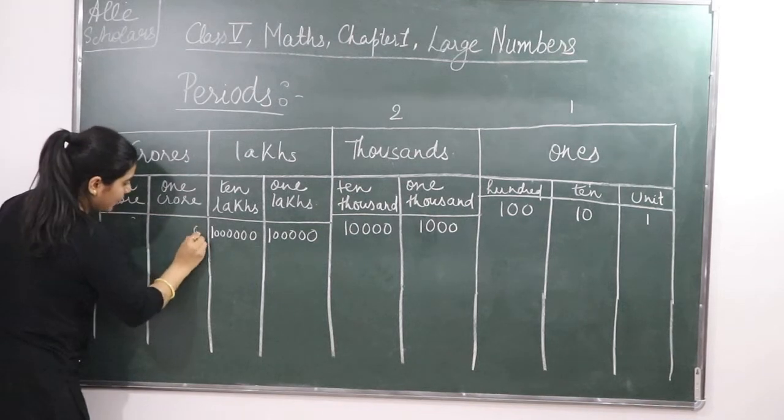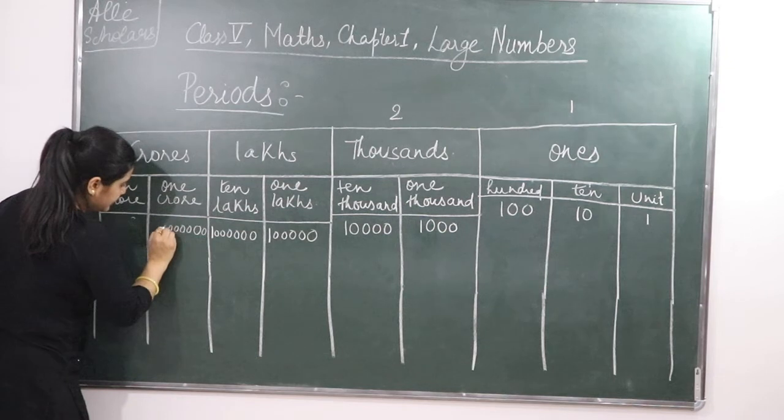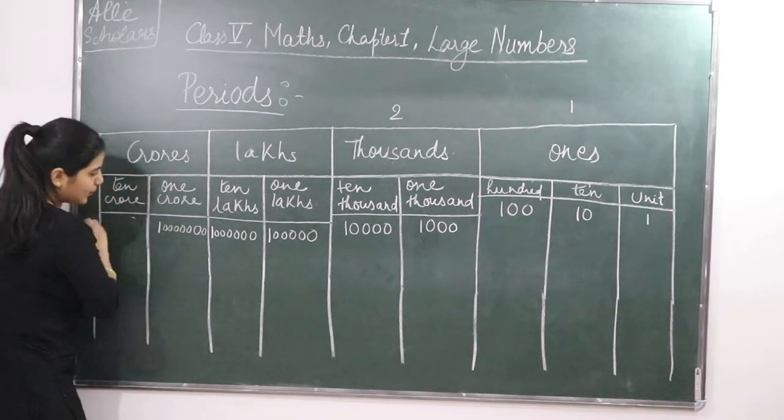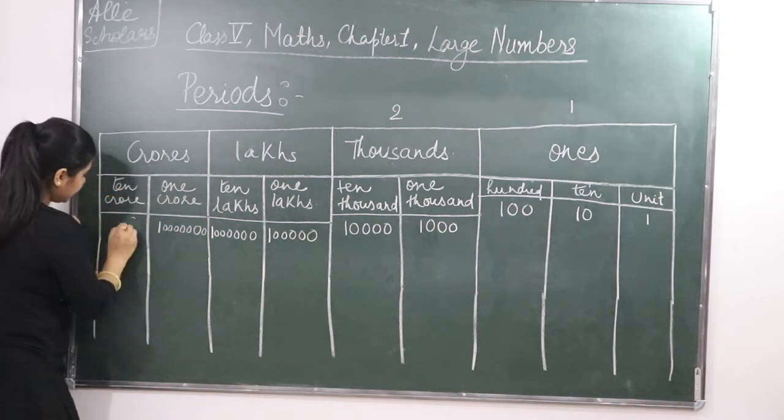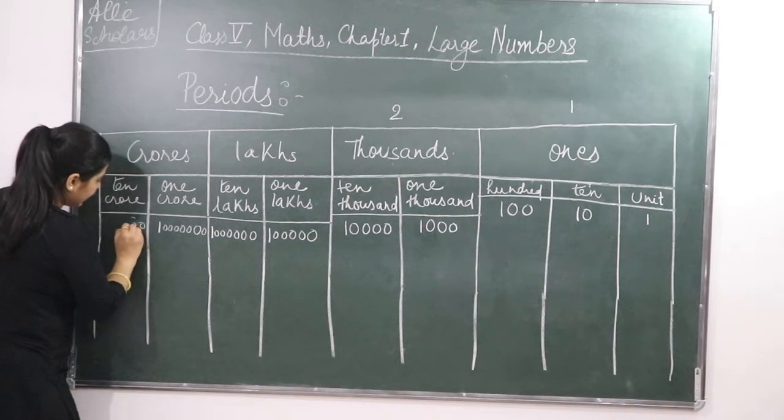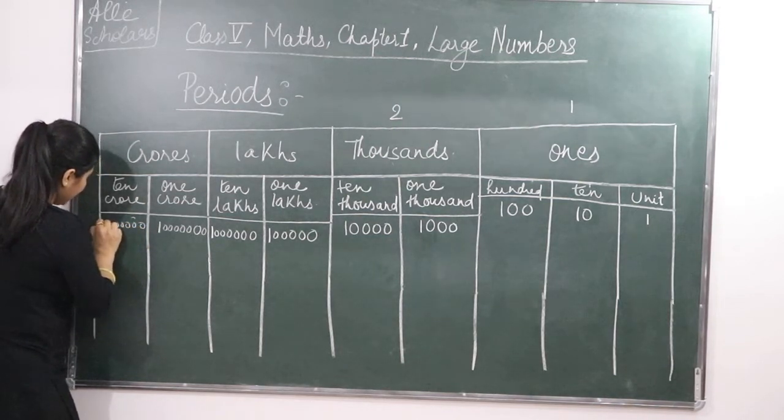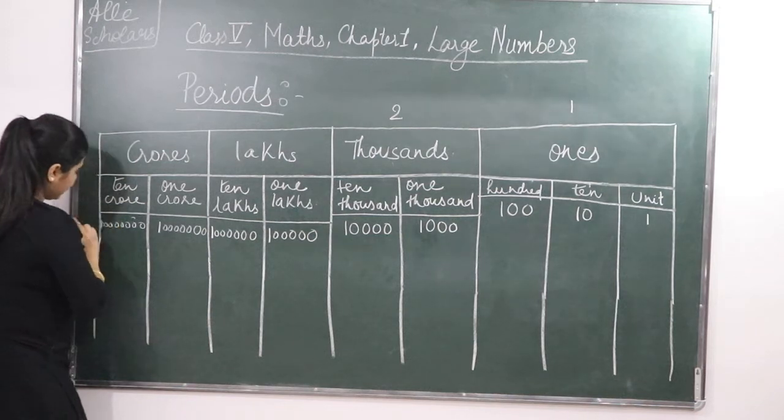Unit, 10, 100, 1,000, 10,000, lakh, 10 lakh and 1 crore. And after that comes the 10 crore. Unit, 10, 100, 1,000, 10,000, lakh, 10 lakh, 1 crore, 10 crore.